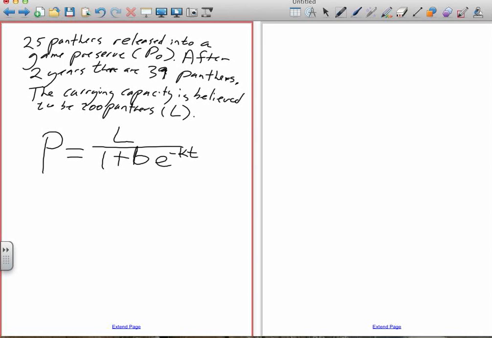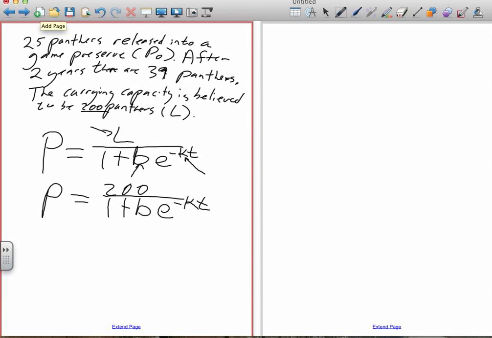Now, when you come in, some of these things, especially electricity, L is called something different, B is called something different, K is called something different. But the equation is the same thing. We just changed the letters that we're putting in there. Okay, so now let's come back in and substitute in what we got. We've got L, it's 200 of these little guys. These are Florida Panthers. So it's 1 plus B times e to the negative kt.